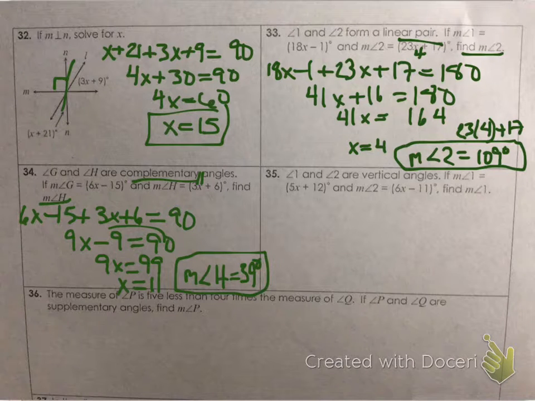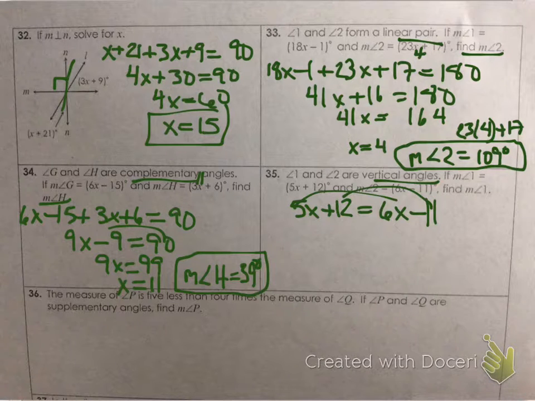It's more fun if you have the vertical angles. What do they mean again? They are equal. Equals 6x minus 11. Variables left, numbers to the right. Negative 1x is equal to negative 23. Change the signs and you got x is equal to 23.